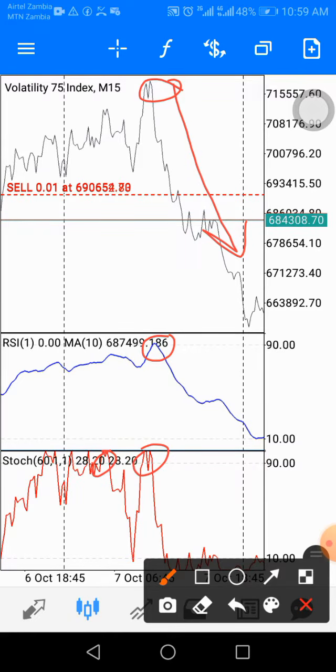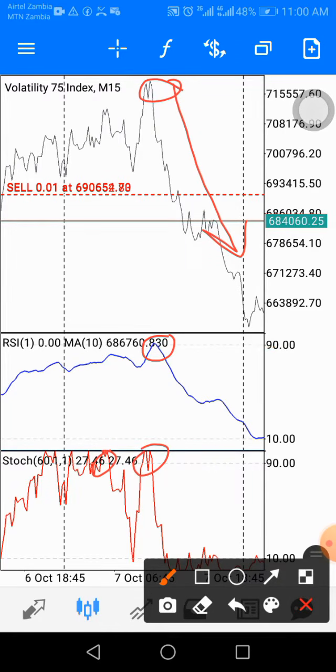So the first thing you need to notice when trading VIX is the Stoch level. Once the Stoch level hits above 90, you have to wait for the moving average on the RSI chart to also touch the 90 level, and then when you check the top, you will notice a spike. So this is when you are selling.